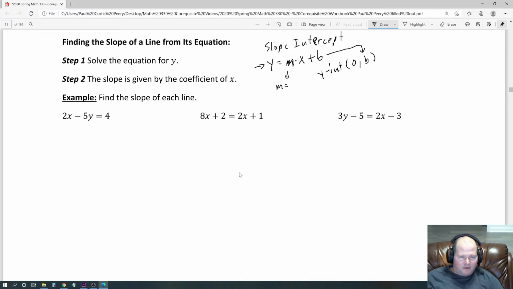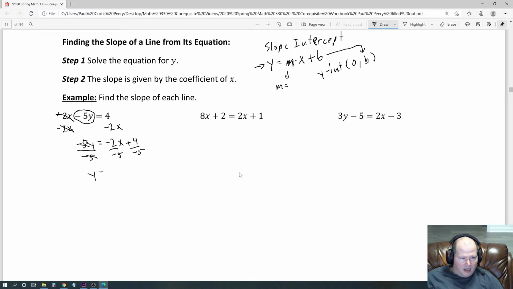So find the slope of each line. And we know how to do it. We want to solve for the variable term with the y, so we're trying to get that by itself. So we have to get rid of that positive 2x there, and we do that by subtracting 2x. Whatever we do to one side, we do to the other. Those cancel out. That leaves me negative 5y is equal to negative 2x plus 4. Next, I want to undo the multiplication of y by a negative 5 by dividing by negative 5. Whatever I do to one side, I do to the other.